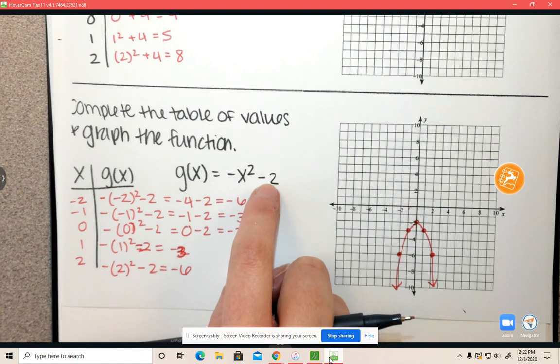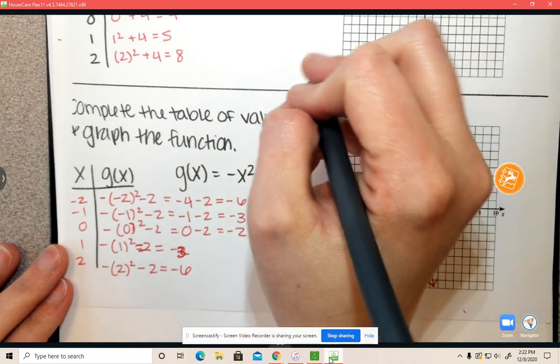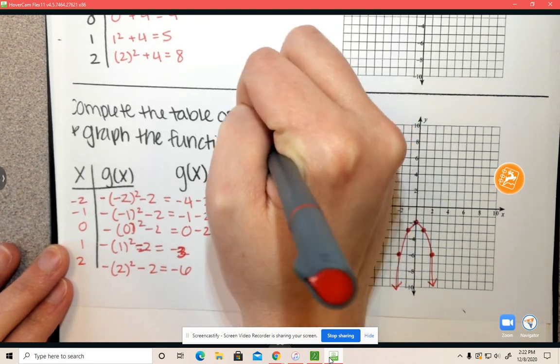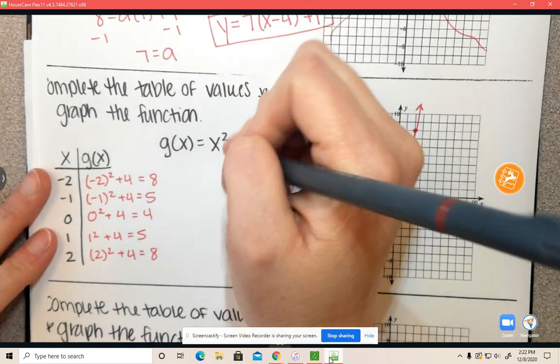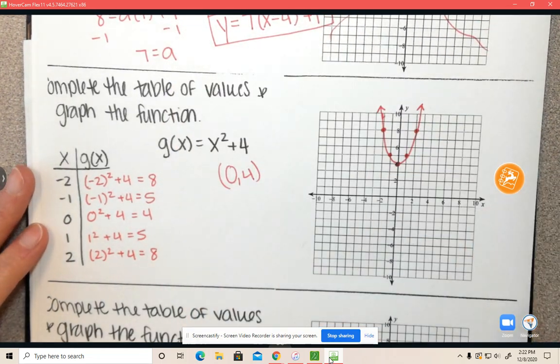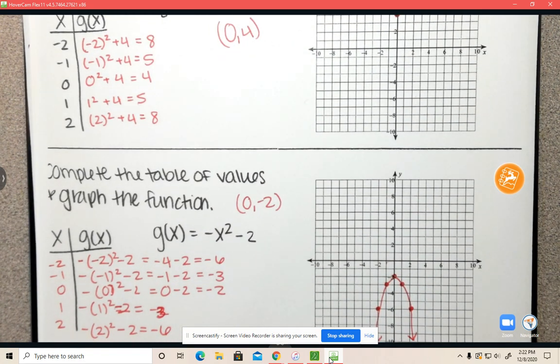That -2 on the end means you're going to be moved down 2. So your vertex is down 2. And so if you were going to look at this and pick out the vertex, your vertex would be 0, -2. If you were to go up here, your vertex would be 0, 4, okay, and so on. So it's always important to know, if you're looking at a quadratic function or equation, you need to be able to pick out the vertex and know where that's going to be. Because if you know where the vertex is and you know A, you can graph any of the parabolas.